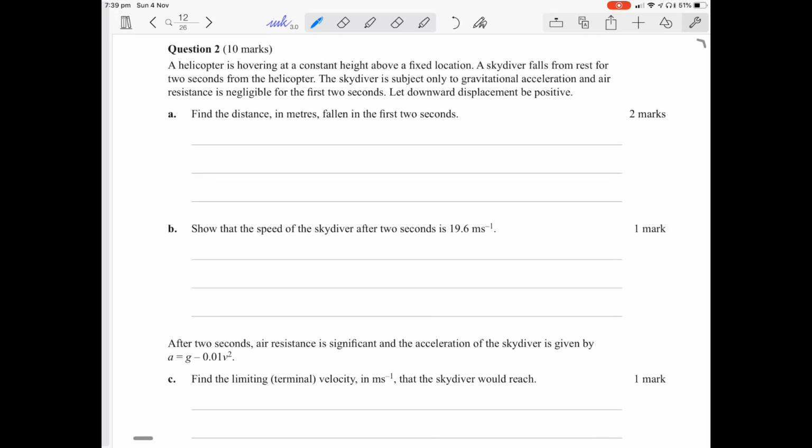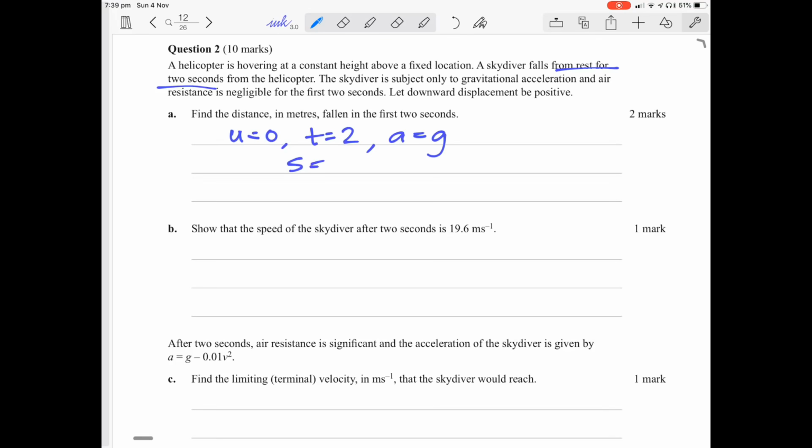A helicopter is hovering at a constant height above a fixed location. A skydiver falls from rest 2 seconds in the helicopter, so he's jumping out. The skydiver is subject only to gravitational acceleration. Air resistance is negligible for the first 2 seconds. Let down be a positive displacement, the distance in meters fallen. U equals 0, T equals 2, A equals gravity.